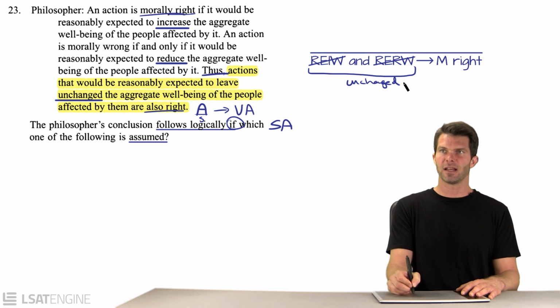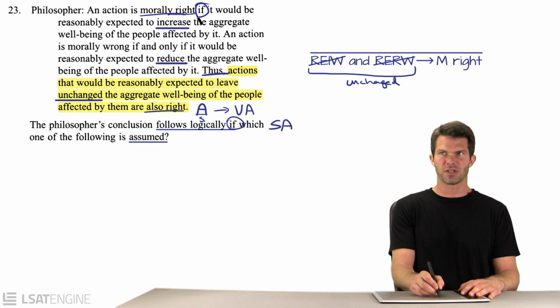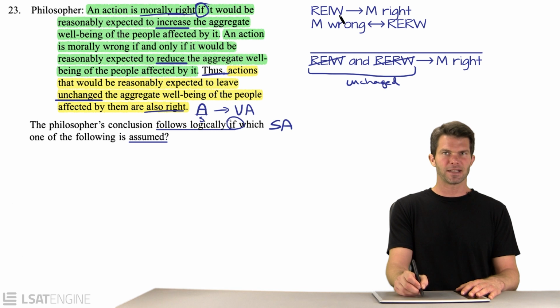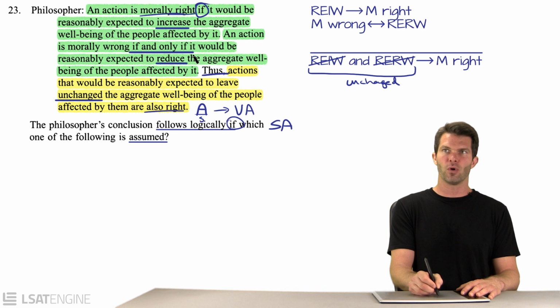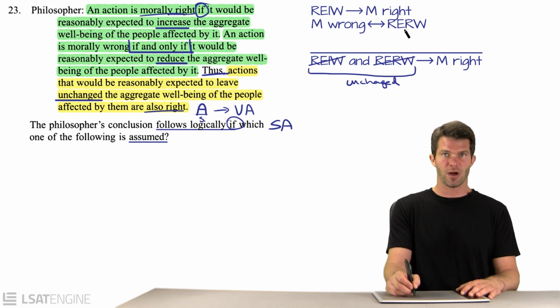Now the premises tell us that an action is morally right if it could be expected to increase well-being. So "if" is a sufficient indicator. If it's reasonably expected to increase well-being, it's morally right. The second premise tells us an action is morally wrong if and only if. That's why we got the double arrow there. That's what "if and only if" means. It's morally wrong if and only if it's reasonably expected to reduce well-being.